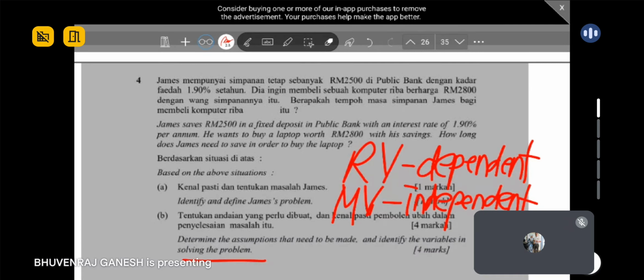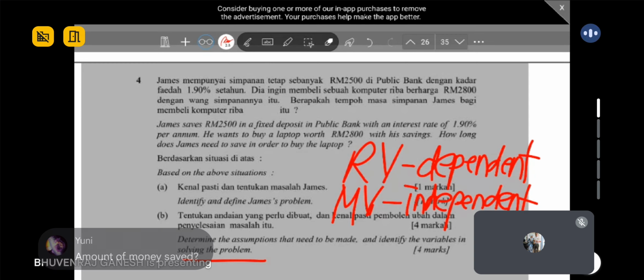For RV, pemboleh ubah bergerak balas tu apa? Tak boleh. Tak spesifik sangat. Save money. Saving period masih bawah MV. Saving period means time, right? Okay, merujuk kepada masa. So yang tu juga bawah MV. Anyone can think of the answer, RV?